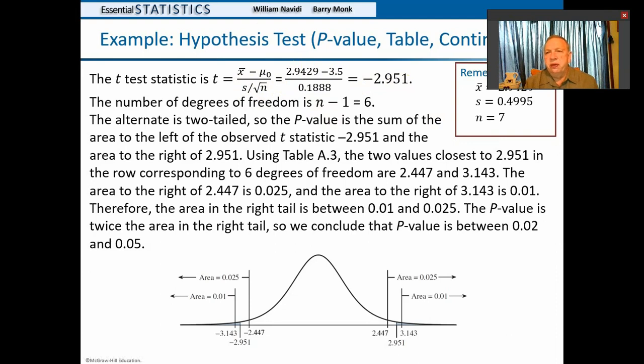What are the degrees of freedom that we're going to go to for table A.3? N equal to 7 minus 1, degrees of freedom, n minus 1. So that'll be 6 degrees of freedom. Okay.